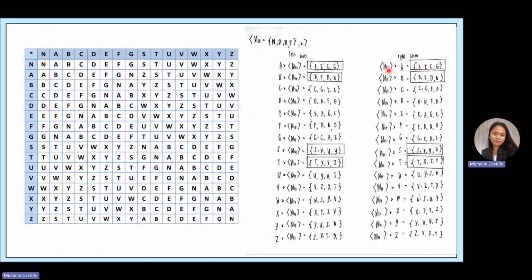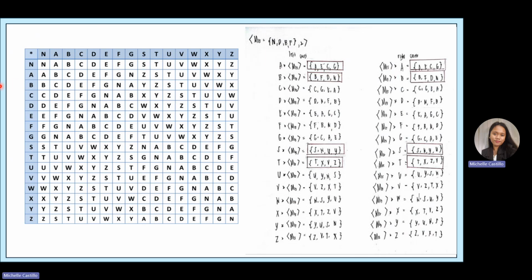Then next we have M sub 15 is equal to the set of N, D, B, and F under the binary operation star. So again, for the left cosets, we will operate the elements of the group to the subgroup M sub 15. Then for the right cosets, we will operate the subgroup M sub 15 to the elements of the group. So here we have A star N is equal to A, A star D is equal to E, then A star B is equal to C, then A star F is equal to G. Therefore A star M sub 15 is equal to A, E, C, and G.